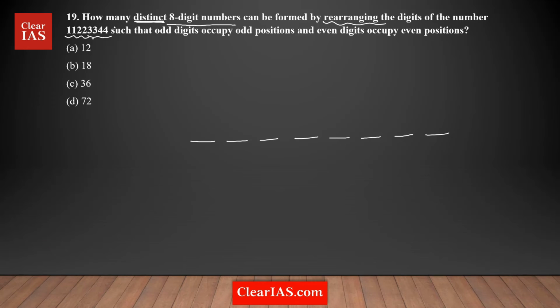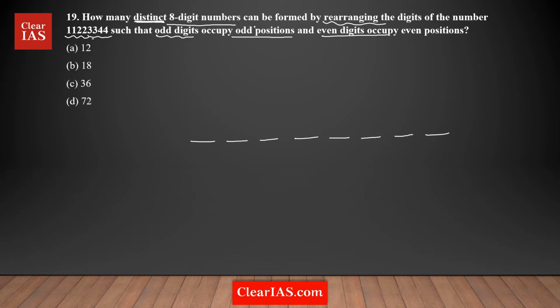You need to find how many distinct 8-digit numbers can be formed, but there is one condition involved. The odd digits occupy odd positions and even digits occupy even positions. So whenever you have a condition while you are arranging items, always keep in mind, the first step is to satisfy the condition. Understand what condition is given. You should satisfy those conditions while you are arranging them. So odd digits should occupy odd positions.